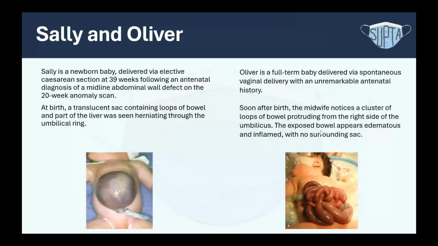Okay, I promise we're almost at the end. I just want to quickly have you think about why we diagnose them with an omphalocele and gastroschisis respectively. Again, I'm not going to ask you to put your answers in the chat, but please do take a minute to think about it, and I will show you the answers in just a second.